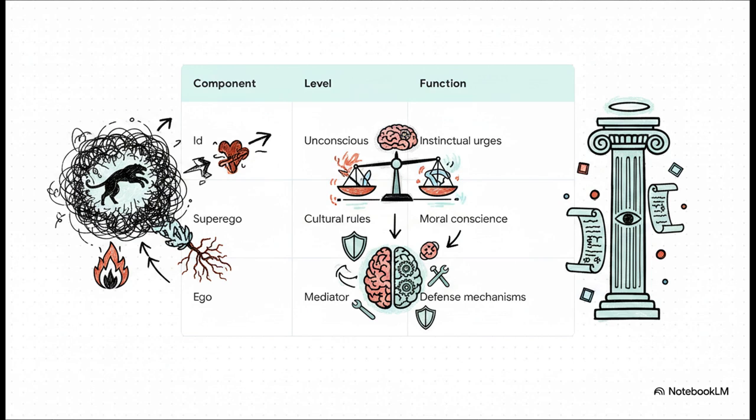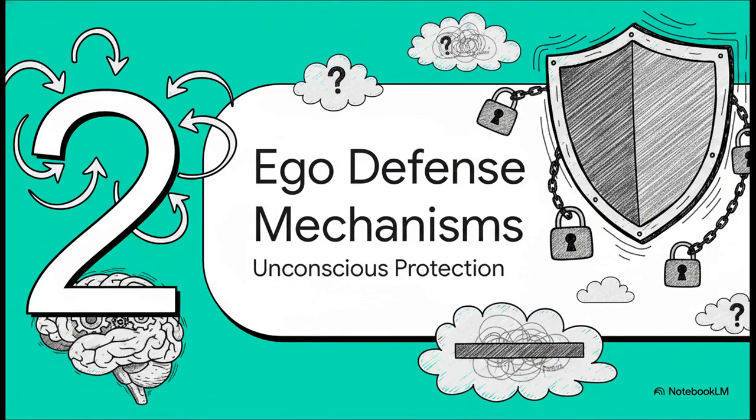Developing after birth, the ego's exhausting, absolutely vital job is to mediate between the demanding id, the rigid superego, and external reality. And to survive this constant mediation, the ego relies on some highly specific tools. Which brings us perfectly to part two, mechanisms of ego defense, where the mind unconsciously protects itself to relieve anxiety.